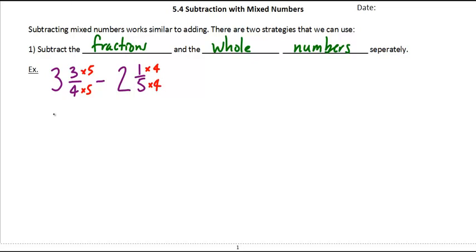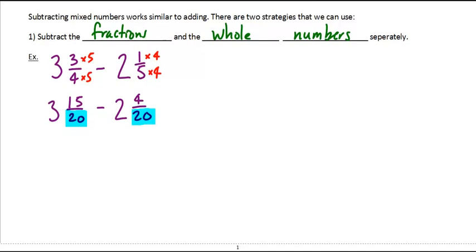And what we're going to end up with is 3 and 15 over 20 on this side, and we're going to take away 2 and 4 over 20. And you'll notice we end up with a common denominator. So it's a bit of a shortcut. It doesn't always get us the lowest common denominator, but it's going to get us one that will work.